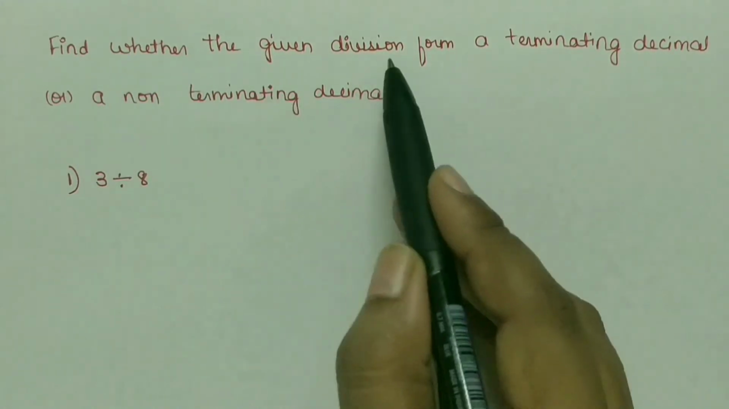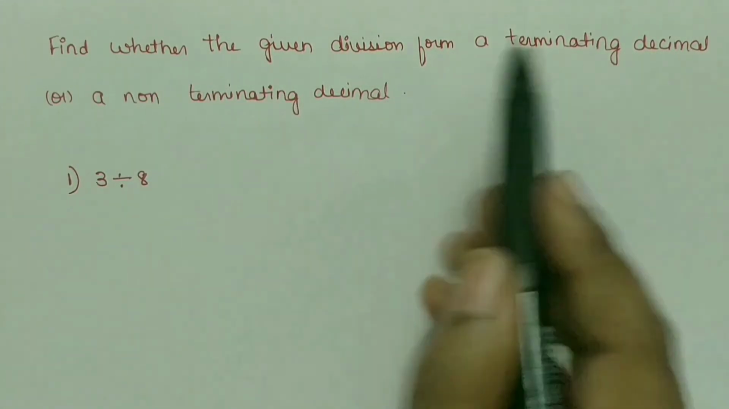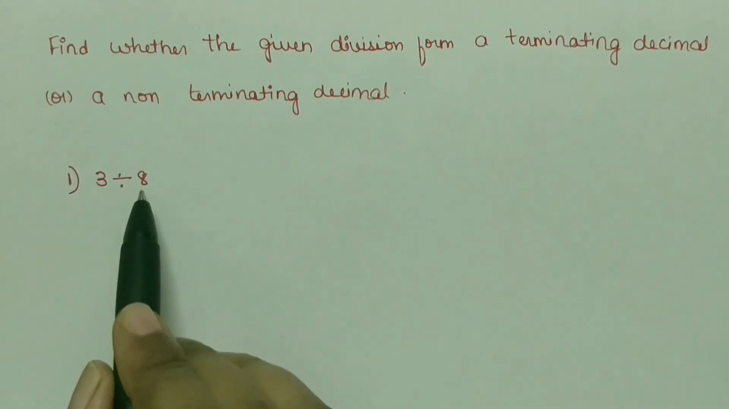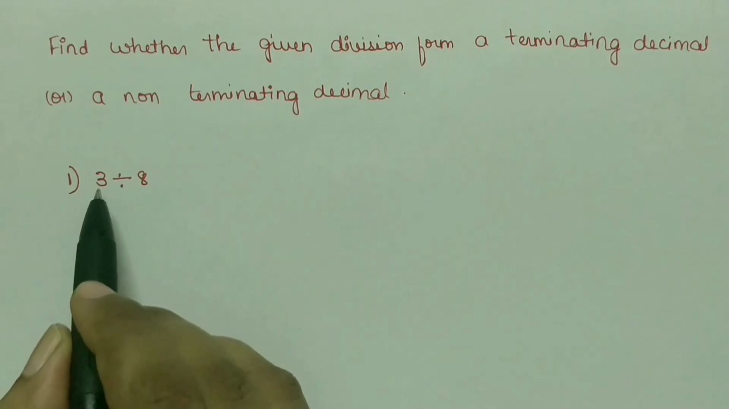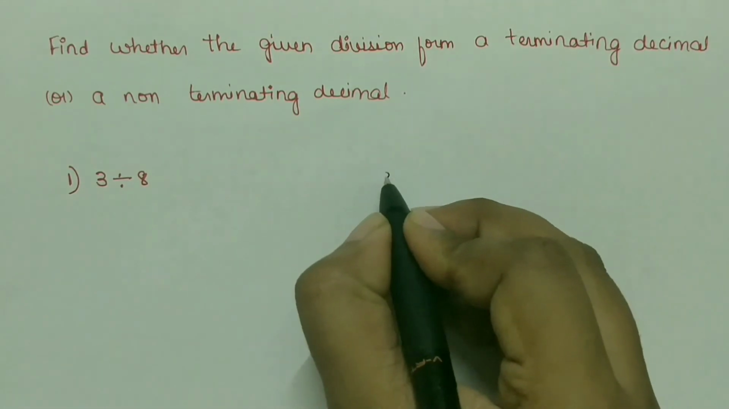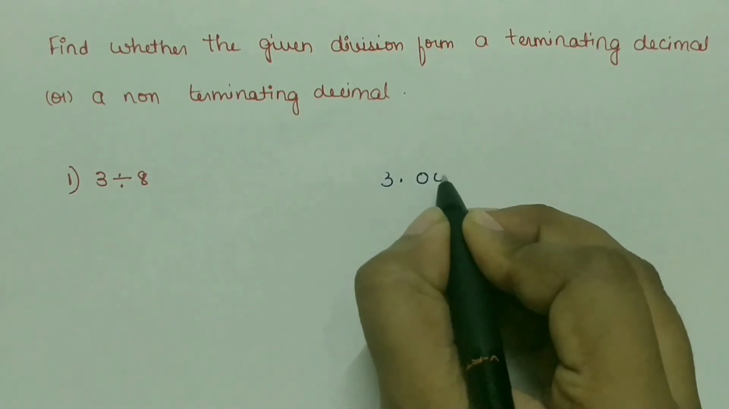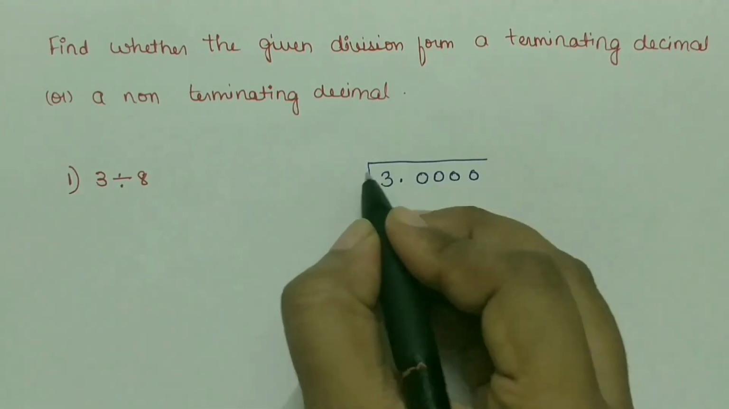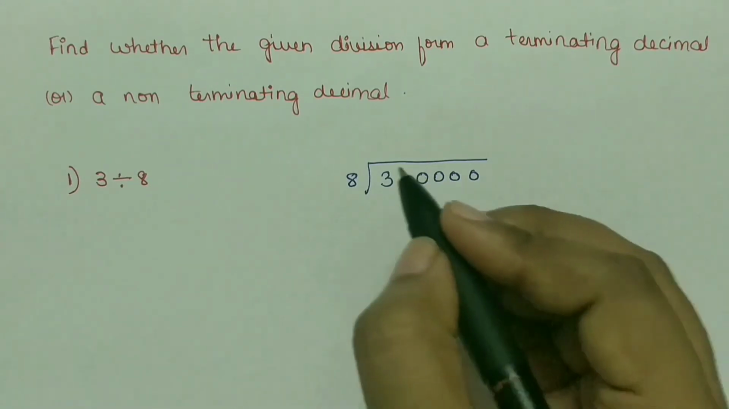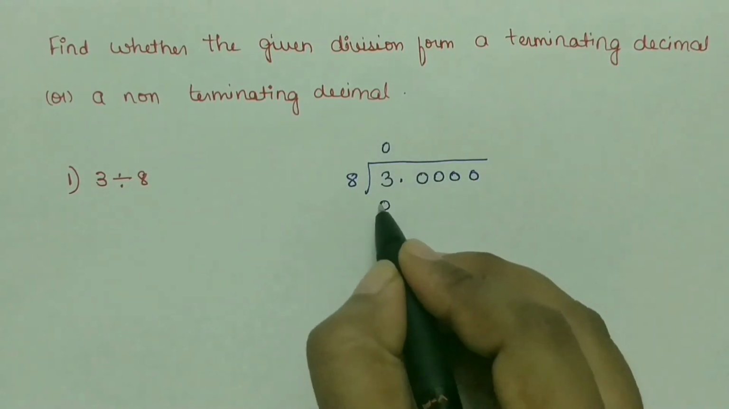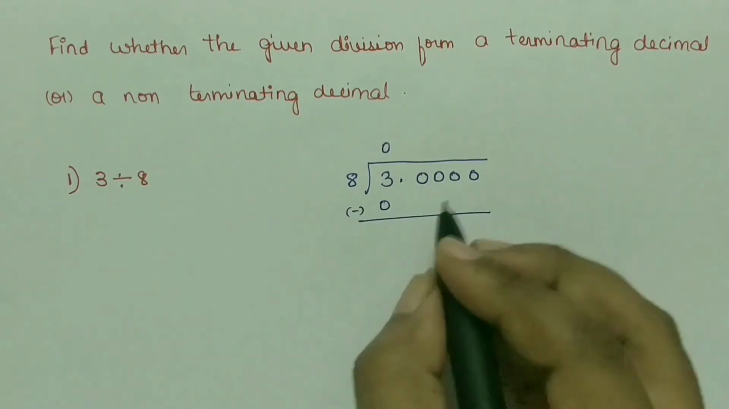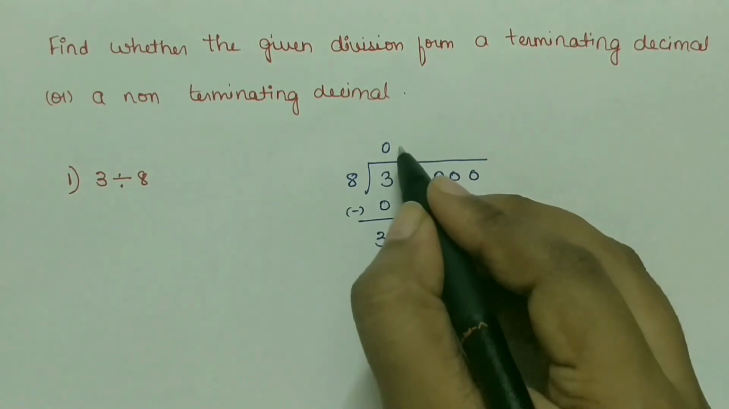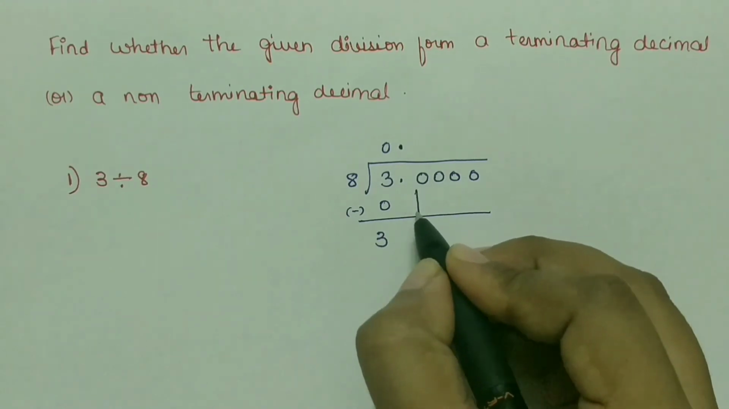Find whether the given division form a terminating decimal or a non-terminating decimal. First one, 3 divided by 8. So write the equivalent decimal of 3. 3.0000 and divide it with 8. 8 zeros 0, minus 3. The whole part is completed. Now put decimal point and bring down 1 0.